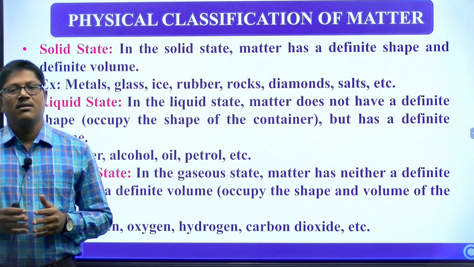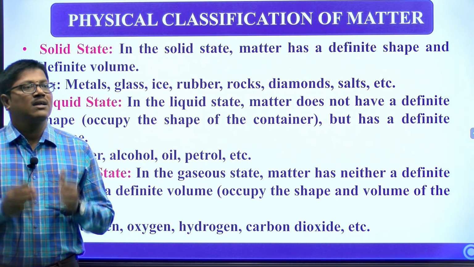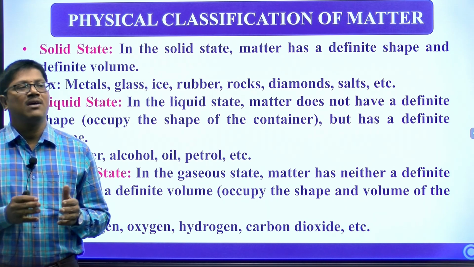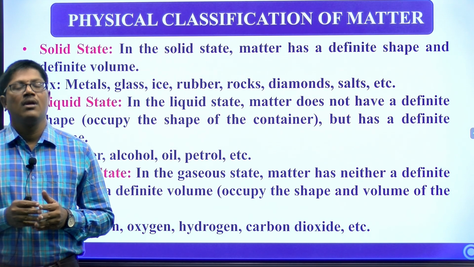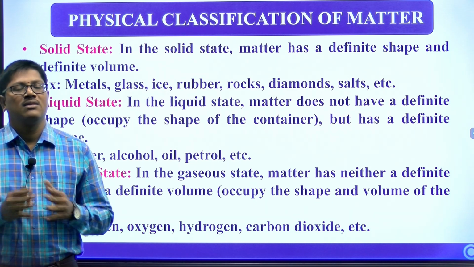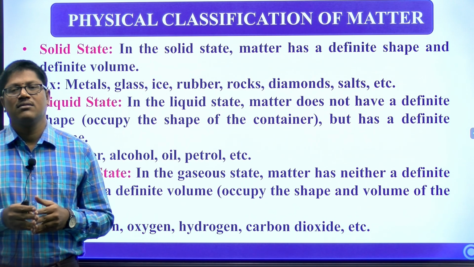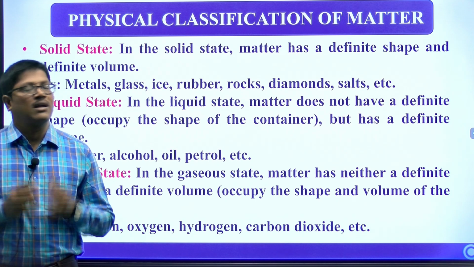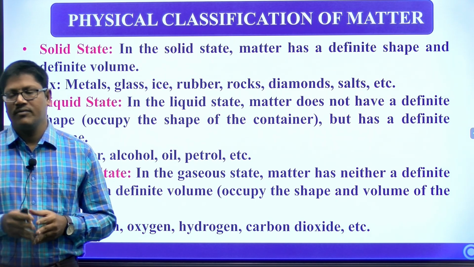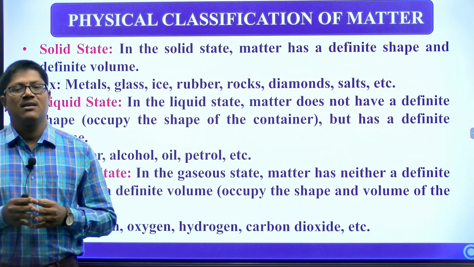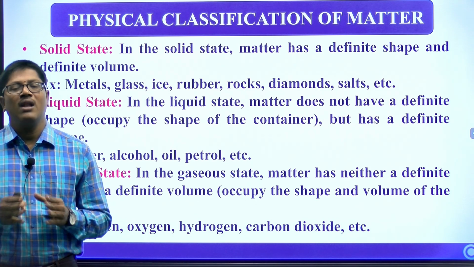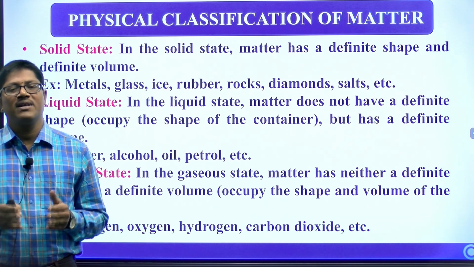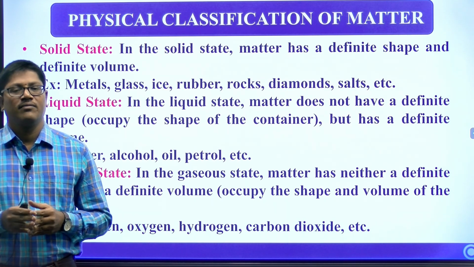In solid state, the matter has definite shape and definite volume. Examples of solid state: most of the metals are solids, ice, rubber, most of the plastics, they exist in solid state. Liquid state: in liquid state, matter has definite volume but does not have definite shape. Liquid occupies the shape of the container.